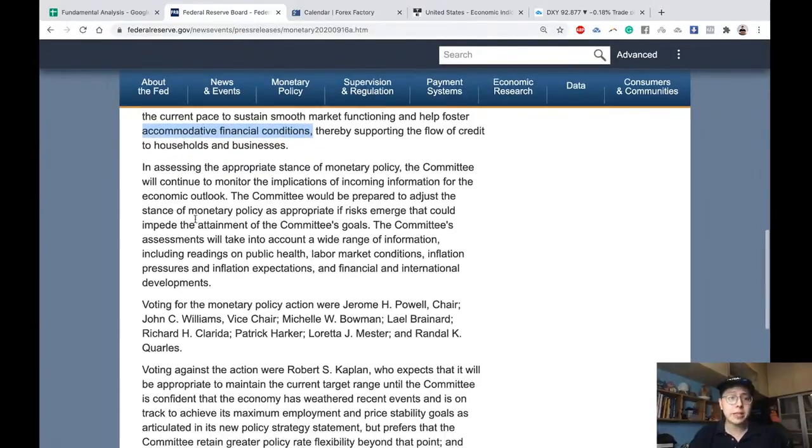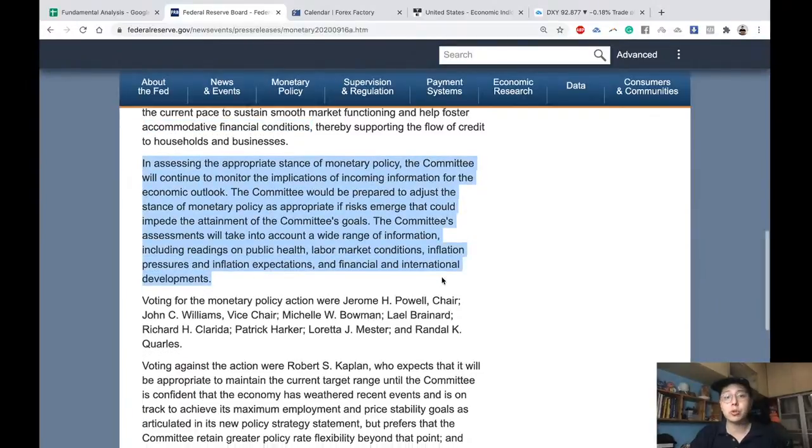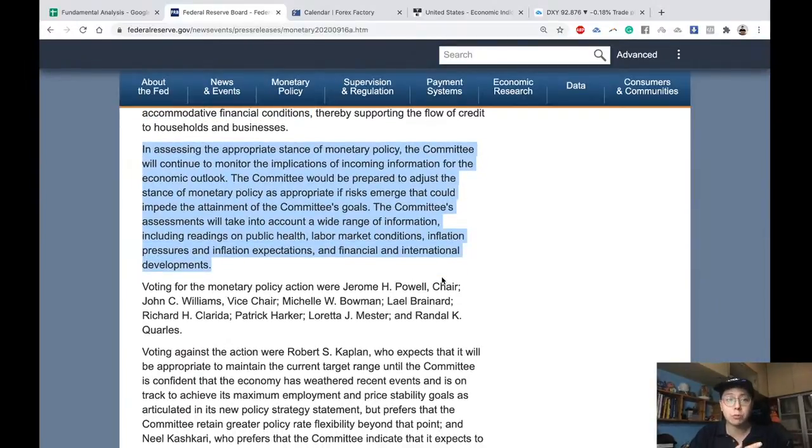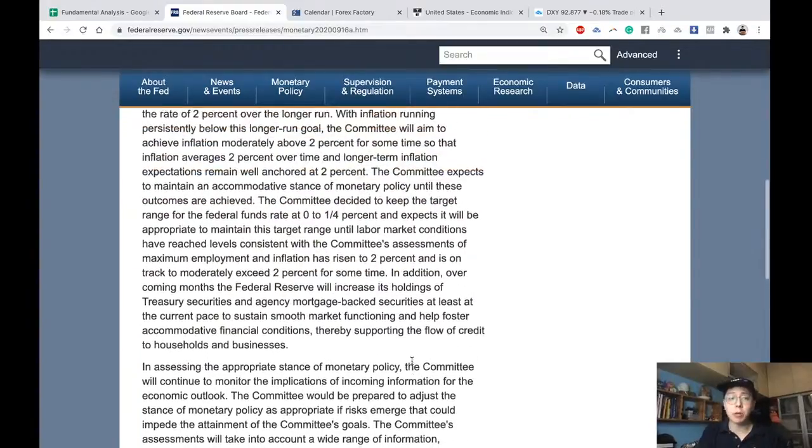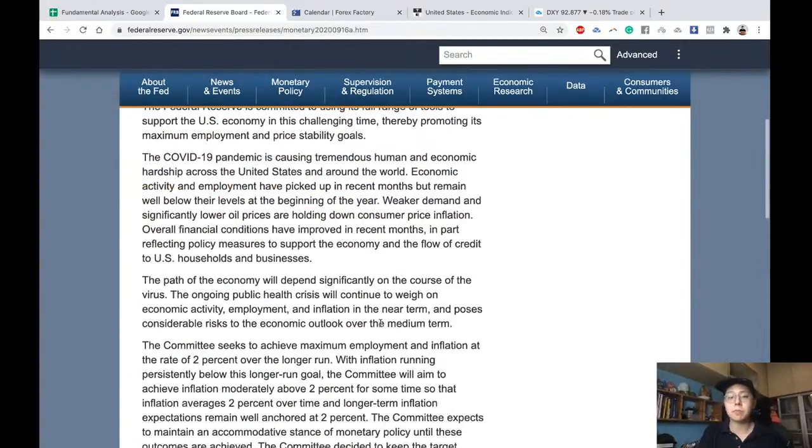Other than that, this part is just telling you they are still looking at how the economy is going to turn out, and then they're going to decide their policy. The rest of this is basically telling you who is there to vote, who is in the meeting, and so on. So you realize it's really not that difficult. We went through the entire statement, pick up a few keywords here and there, and you can already understand what the Federal Reserve is doing.